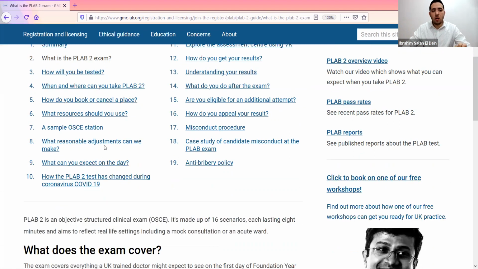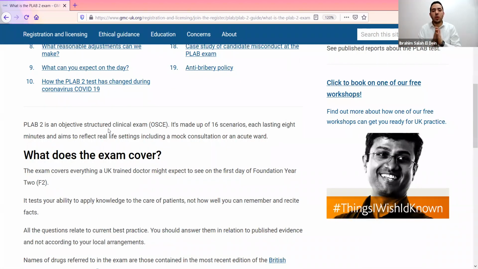Okay, so let's start. What is the PLAB 2 exam? PLAB 2 is an objective structured clinical exam. It is an OSCE composed of 16 scenarios, each scenario lasting up to 8 minutes. The aim of this exam is to reflect a real life setting, including a mock consultation or an acute one. Okay, so it is 16 stations, and each station lasts for 8 minutes.